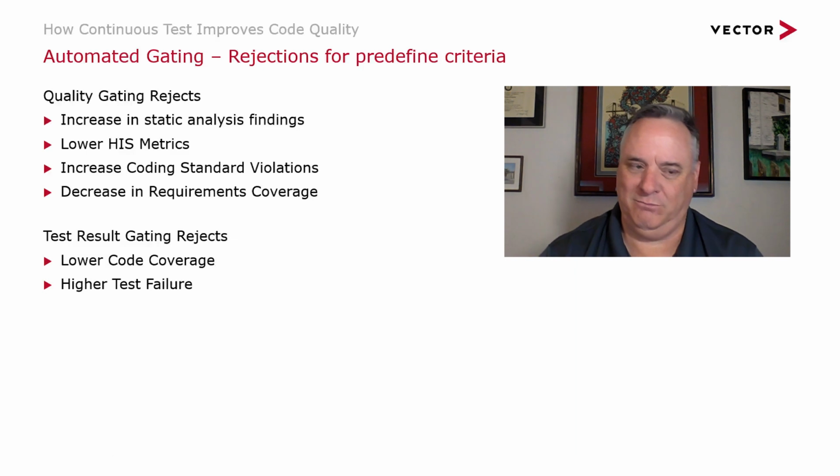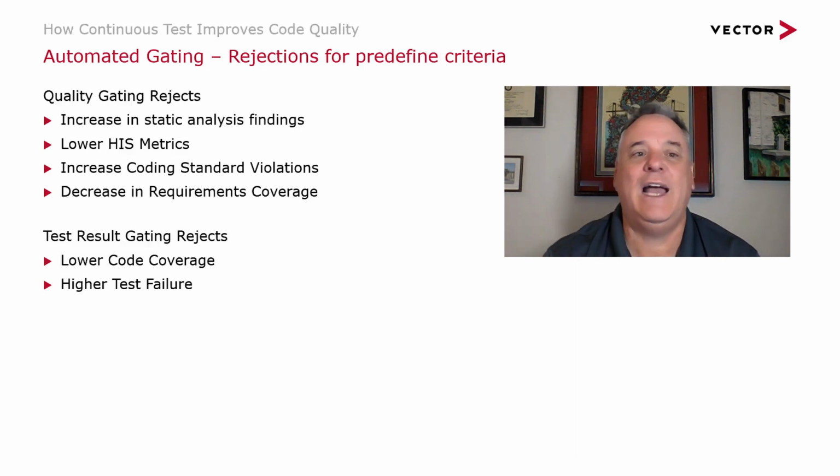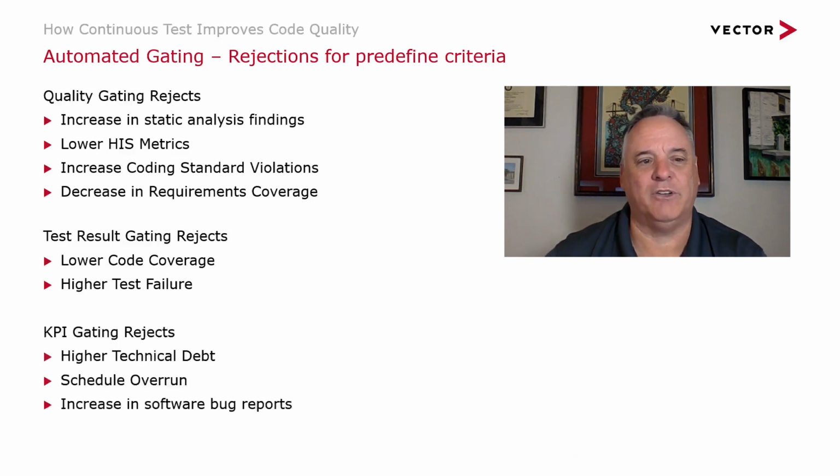You may not want to say no lower coverage, because some of the code you change may change the flow of the overall program, and naturally have some lower coverage. But you should be able to dial those in. So lower code coverage, higher test failure is something that test result gating would cover.